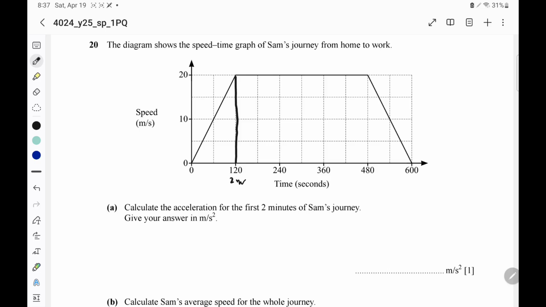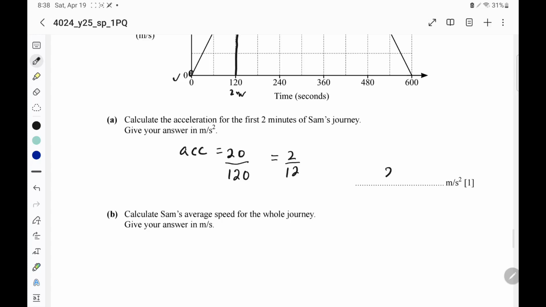Rise is 20. You can take the gradient formula also, y2 minus y1 upon x2 minus x1, by taking these two coordinates if you want. But I'm taking rise over run. So acceleration will be equal to 20 over 120, where 20 is the rise and 120 is the run, in meters per second squared. You can reduce the number as well, 2 over 12 or 1 over 6. Just write down any one.